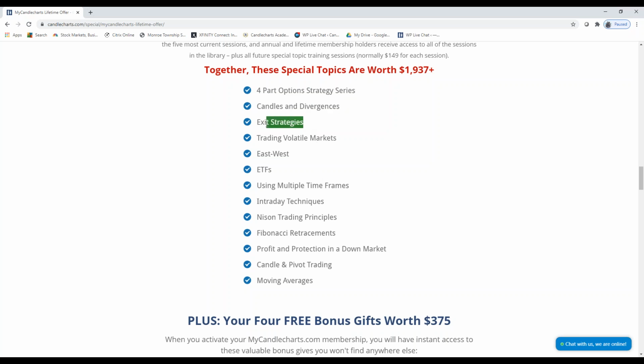Some of my favorites, a lot of people know how to enter, they don't know how to exit. So we have a whole session just on exiting. We have one on East and West, where Steve talks about how to combine candles with Western indicators using multiple time frames. One of my favorite, because a lot of people will only look at one time frame chart. So this is going to teach you how to utilize multiple time frames to get all the best clues that you need. Intraday techniques.